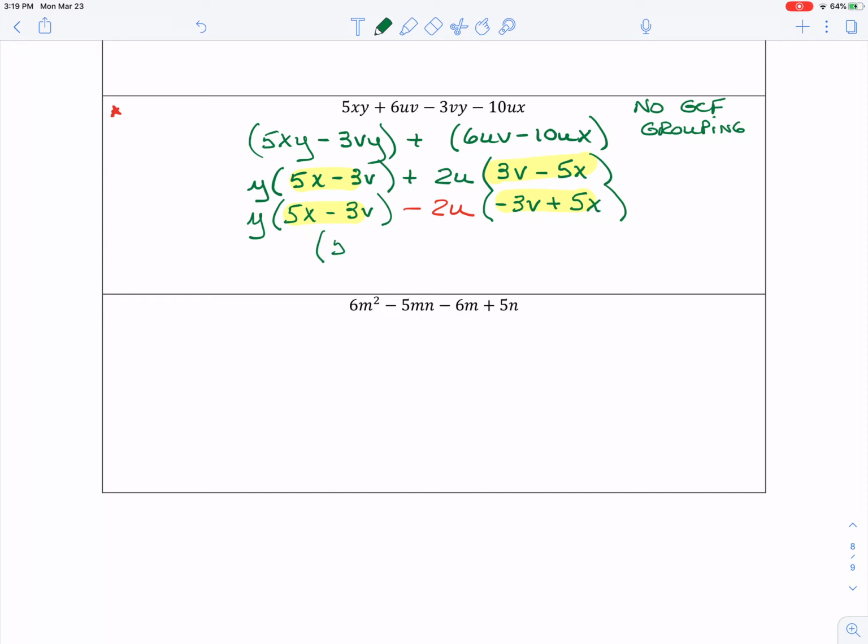So I'm going to start off with the common parentheses and then end up with the pieces that are left out in front of those common parentheses. I hope that helps with the grouping.